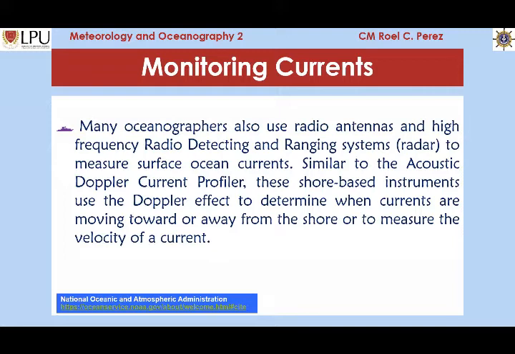So we will not study the Doppler effect. This is only for your information. We are not oceanographers. We are mariners. So this is only for your information regarding how they monitor currents today.